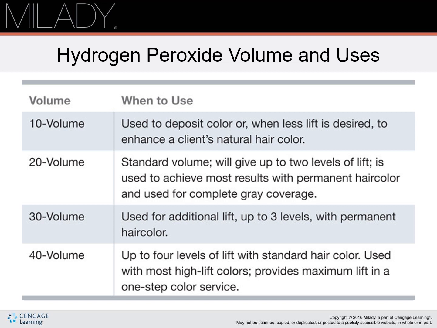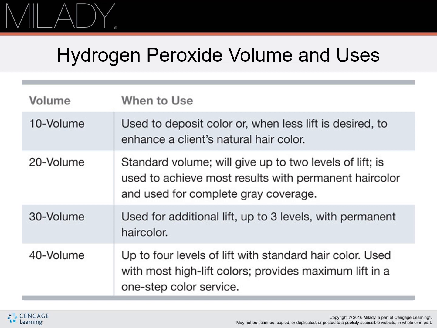And different stylists say different things. I will say this is the basics. This is going to work every single time. Some people will say, well, 40 volume lifted me all the way from a level 3 all the way up to a 10. It may have happened on that one person because the stars lined up, the texture, the density, porosity, body temperature, all lined up. But that is not going to work every single time. What is on this chart is going to work every single time. 40 volume is going to be for your high lift colors. It provides maximum lift and one-step color service.